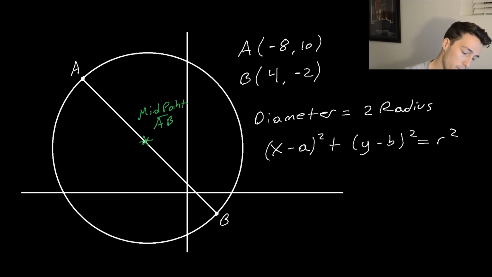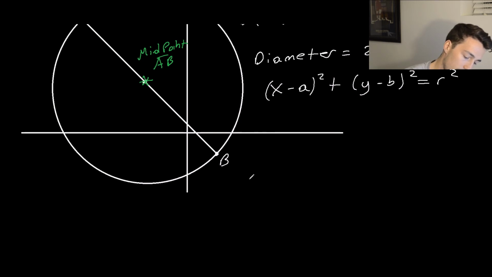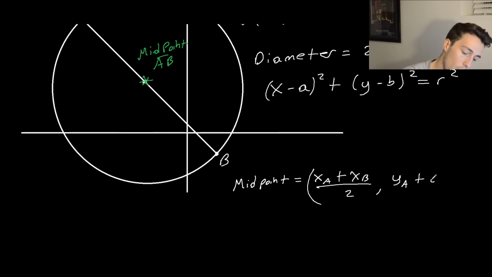And what we can do for the midpoint is we can say that the midpoint is equal to (XA plus XB) divided by 2, comma, (YA plus YB) divided by 2.